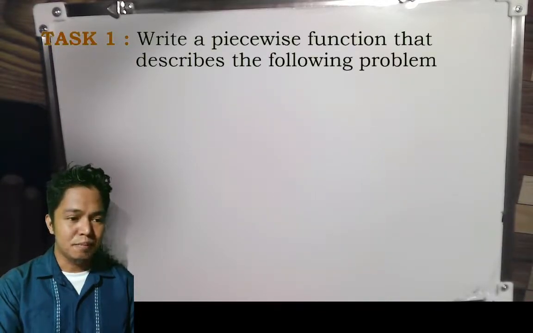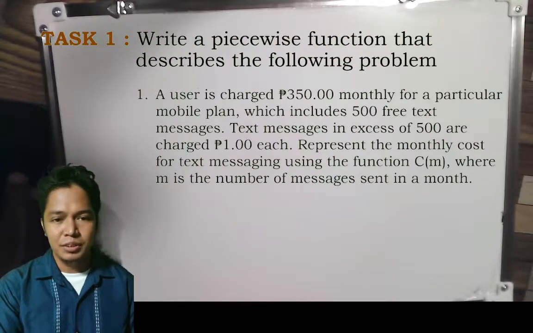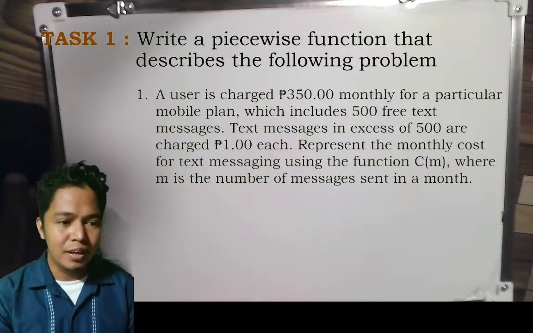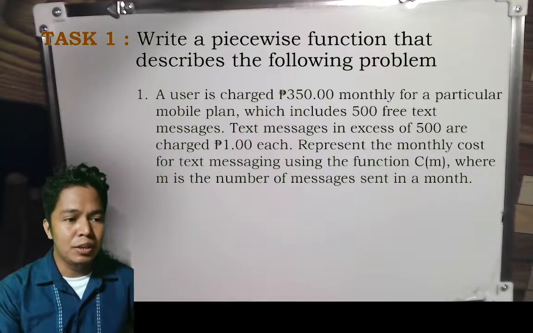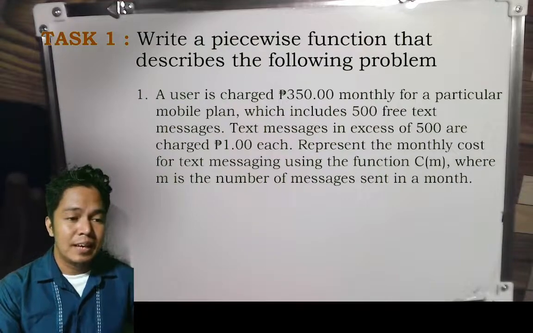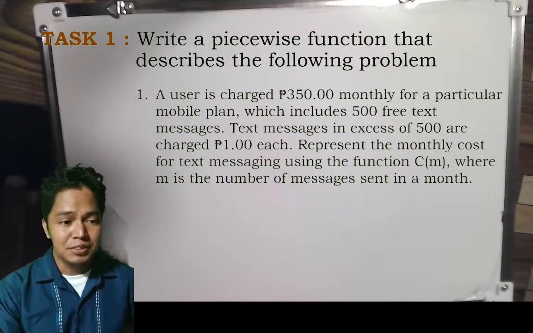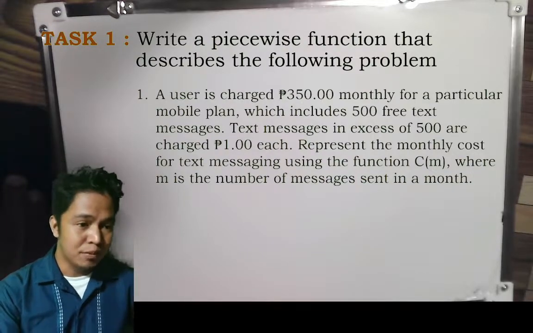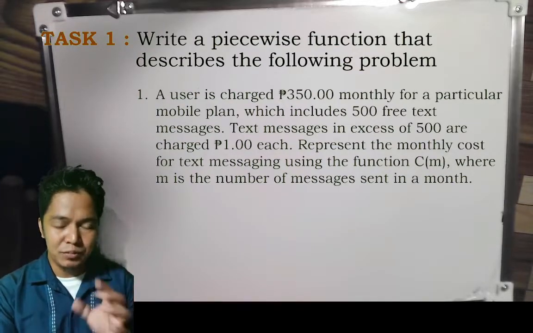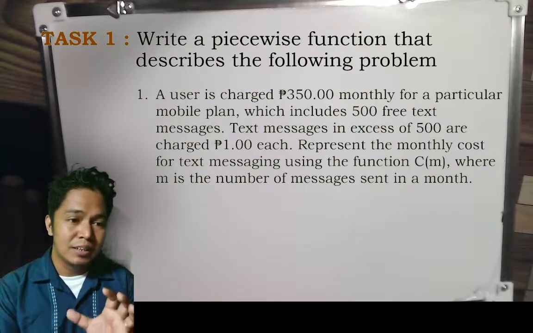Okay, so example: a cell phone user or mobile network user is charged 350 pesos monthly for a particular mobile plan, which includes 500 free text messages, and text messages in excess of 500 are charged 1 peso each. Represent the monthly cost for text messaging using the function C of M, where M is the number of messages sent in a month. So, we have to use the piecewise function since may dalawa po tayo dito na representation.